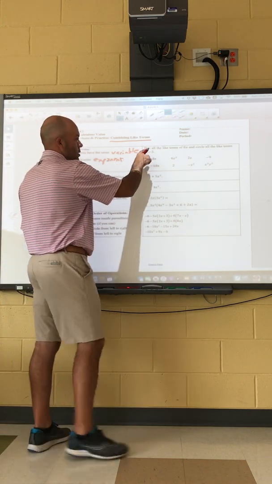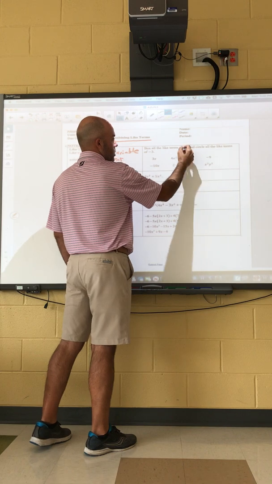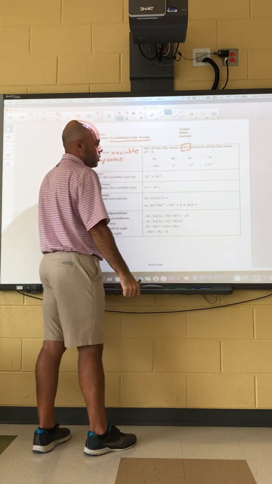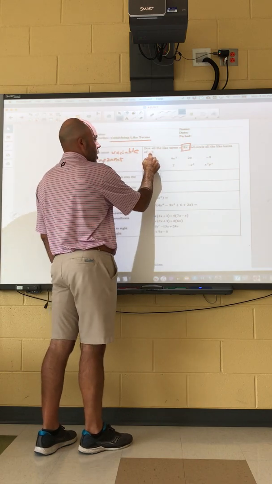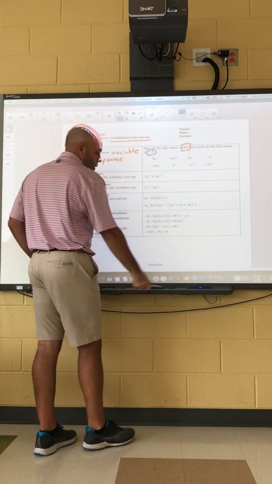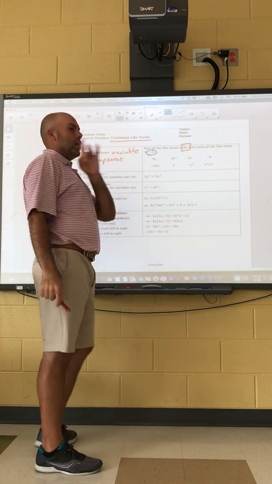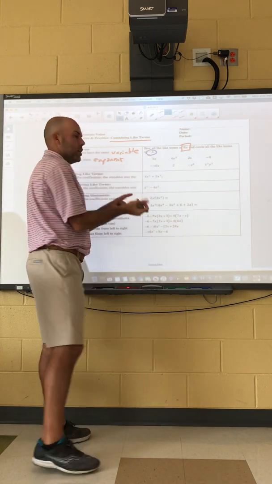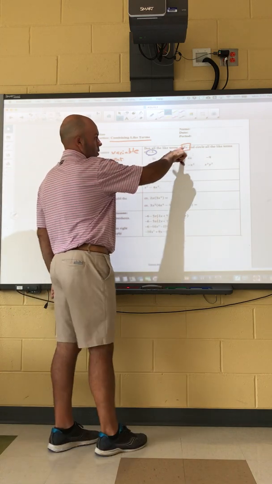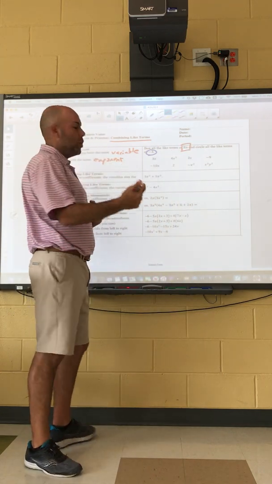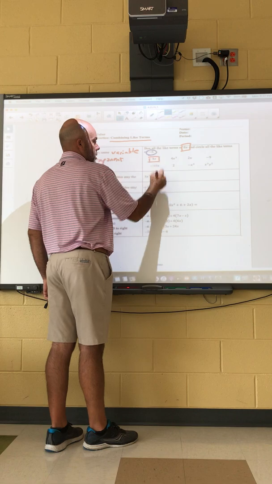Now it says box all the like terms of 8x. So I'm going to box the 8x so I know what I'm doing. And then it says circle, and for illustration I'm going to switch colors here, all the like terms of negative 3. Let's box the terms of 8x and go through each one. So 3x, does that have the same variable? Yes. Does it have the same exponent? Yes. Remember, if there's no exponent written there, it's implied to be a 1. So I'm going to box that 3x.